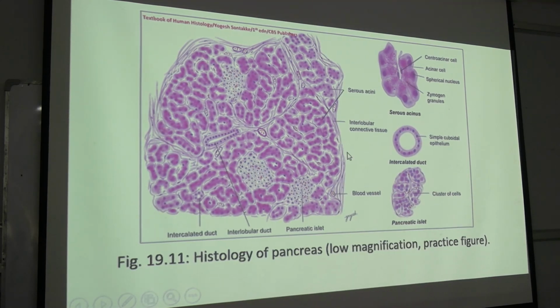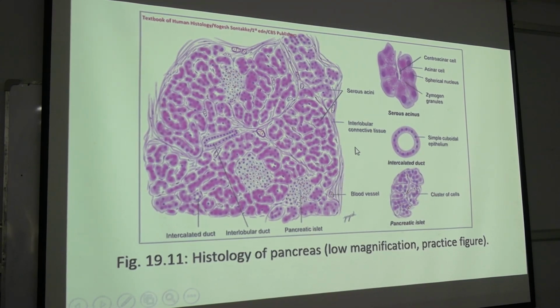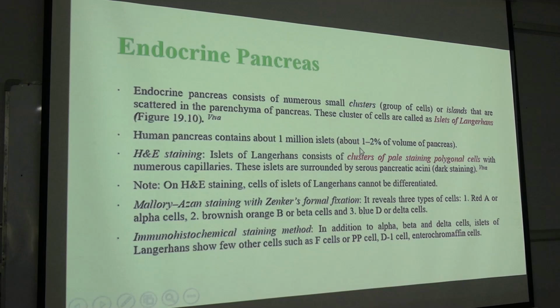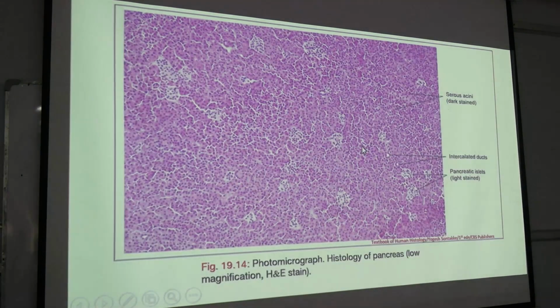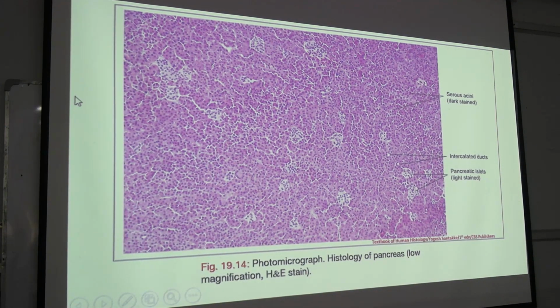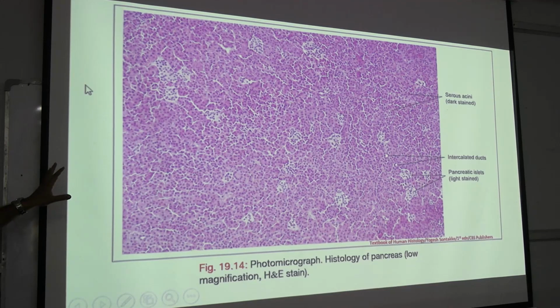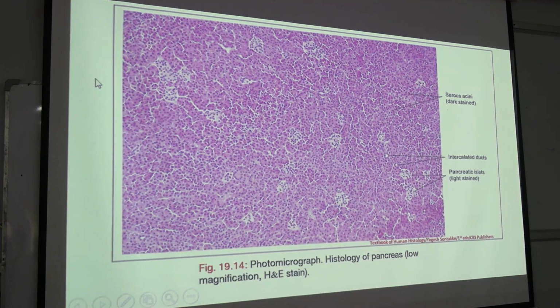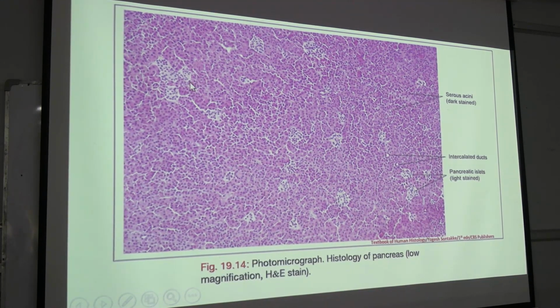Now this is a schematic picture. That's how it should ideally look, but that needs to be corroborated with this particular element, how these things should look. So this is how we are going to see the pancreatic tissue. These are all regions of the pancreatic tissue.